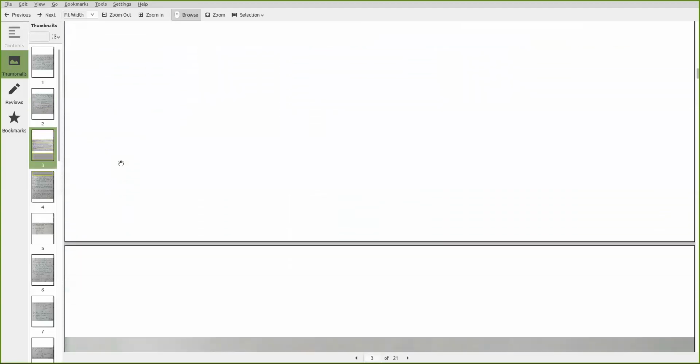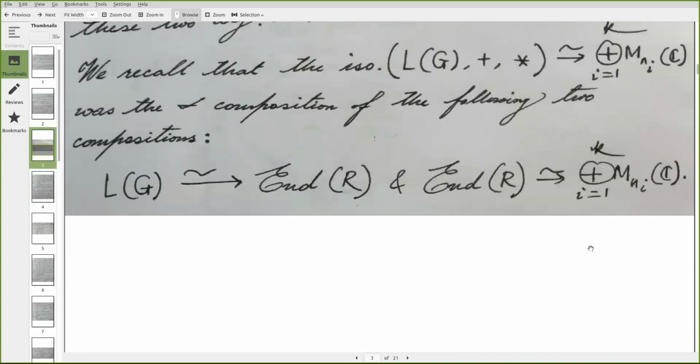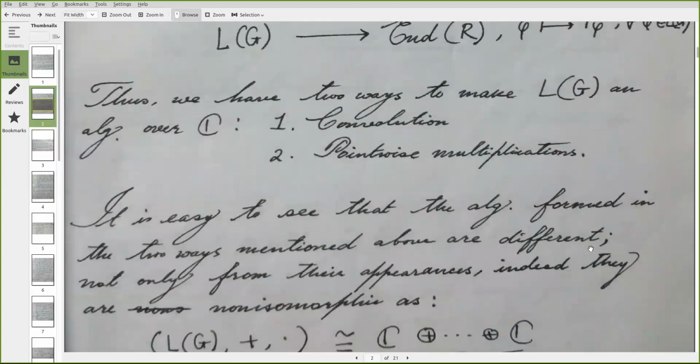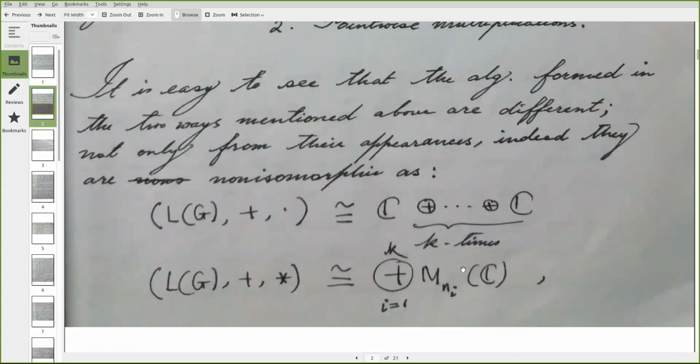Now what we are going to see is a direct isomorphism from this algebra to the direct sum of matrix algebras, which is known as the Fourier transformation. This is highly important and interesting in its own right. And in fact, when G is abelian, that indeed connects these two ways of making LG into an algebra over C. Let me repeat: the isomorphism we got earlier was the composition of two isomorphisms. But now we will see a very special isomorphism from here to here, namely the Fourier transformation, which is interesting and important in its own right.